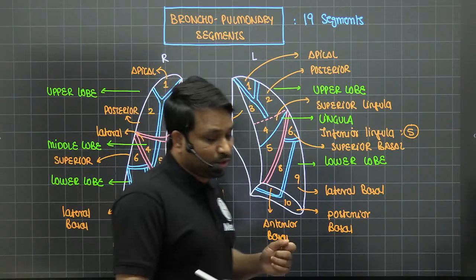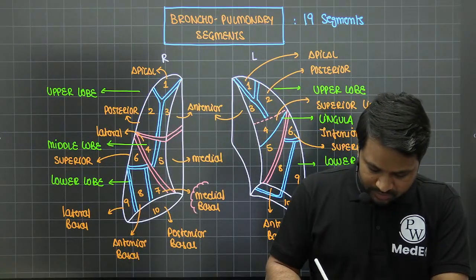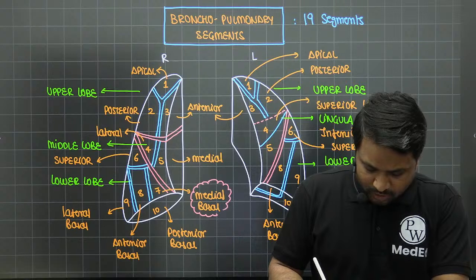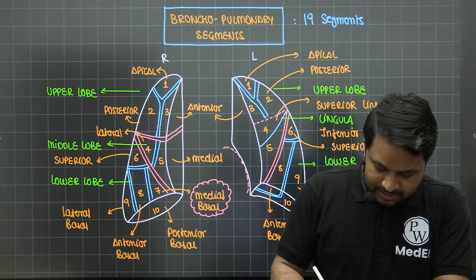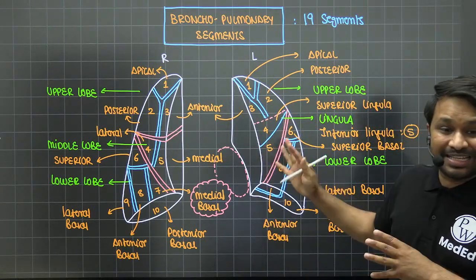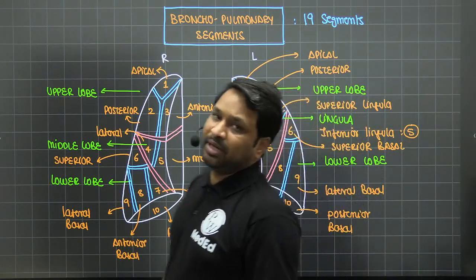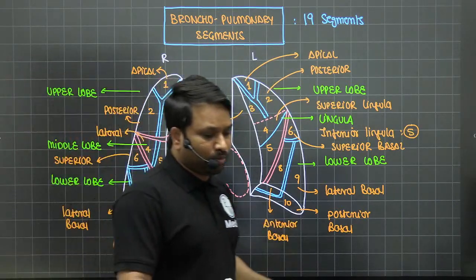It is the 7th one. Remember the medial basal. The medial basal disappears because when the heart takes this space, this mediastinal space, when it occupies this space, it eats into your medial basal segment. Okay? So this is altogether 19 bronchopulmonary segments.